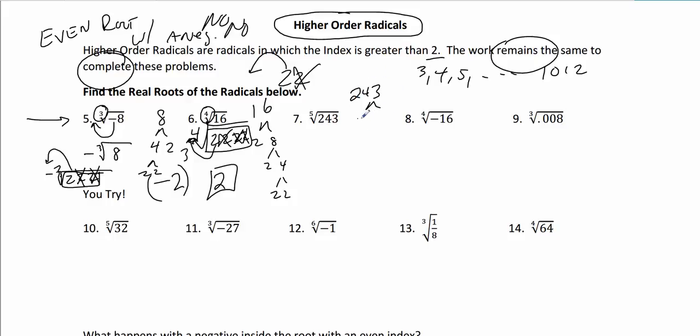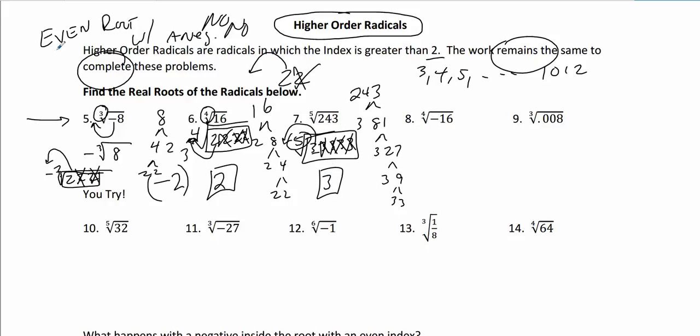So 243, I can divide it by 3, and I get 81. That's 3 and 27. That's 3 and 9, and that's 3 and 3. So the fifth root of 243 can be broken down as the fifth root of 3, 3, 3, 3, and 3, 5 of them. This 5 tells me I need a group of 5. Do I have a group of 5? Yeah, I do. I take 1 out, and I cross the other 4 away. So they're gone. Boom, 3 pops out. That is your answer there.